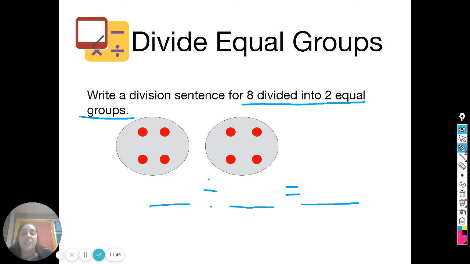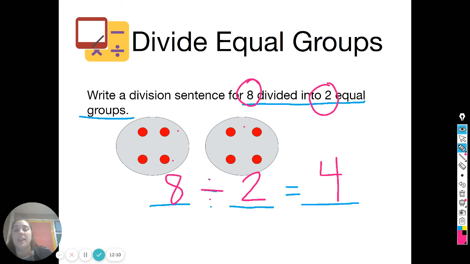Okay, so remember in division, the biggest number always comes first, or the total, and our total number of dots altogether is 8. So we have 8 divided by, there's 2 equal groups, so it said to divide it into 2 equal groups, so 8 divided by 2 equals 1, 2, 3, 4. 4 dots per group. 8 divided by 2 equals 4. 8 dots divided into 2 equal groups equals 4 dots per group. Go ahead and erase.